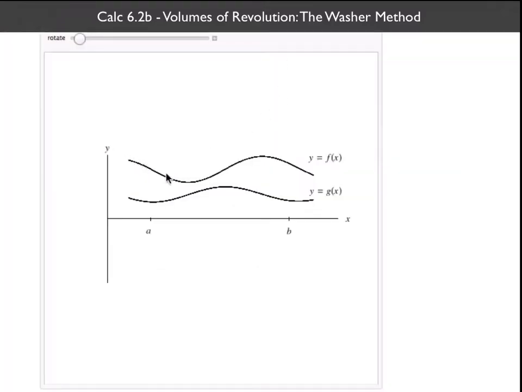Here we have a function y equals f of x, and here we have a function y equals g of x. We're going to look at the region from A to B. This would be the shaded region, which we could find. What we want to do now is rotate this around the x-axis. You can see the area of this region would get rotated all the way around the axis, like so.